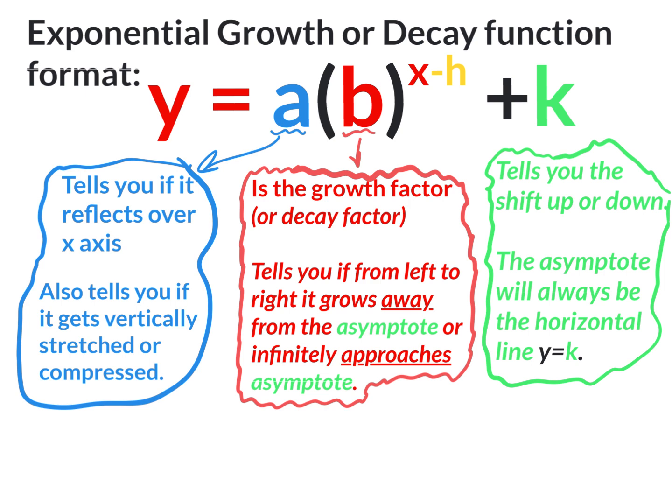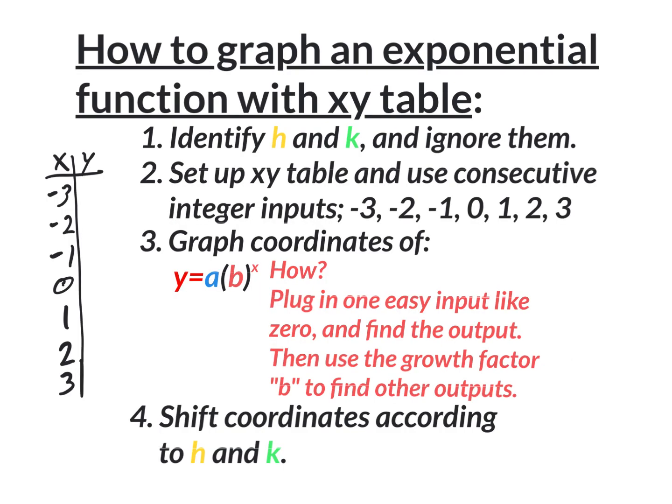But what if we asked you to graph without Desmos, or without your Chromebook, or without a graphing calculator? How do you graph an exponential function with an XY table, with a pencil and paper? Well, here are the steps. Step 1, identify h and k. Remember, in Algebra 1, we don't even have an h. But in Algebra 2, you're going to have to identify h and k. Today, you're only going to have k values. And this year, in Algebra 1, you're only going to have k values. But you're going to identify h and k, and then you're going to ignore them.